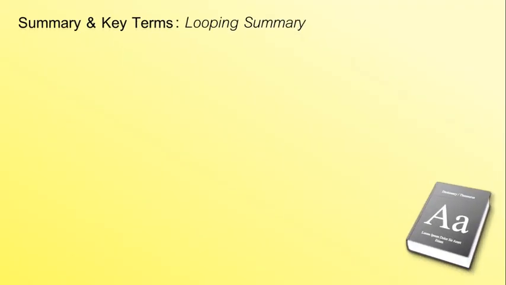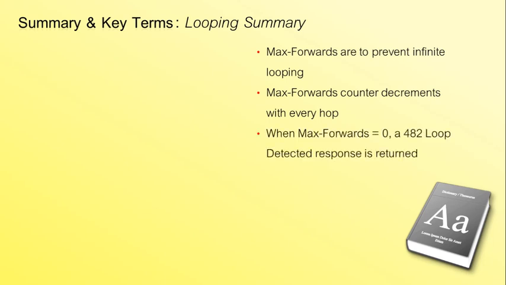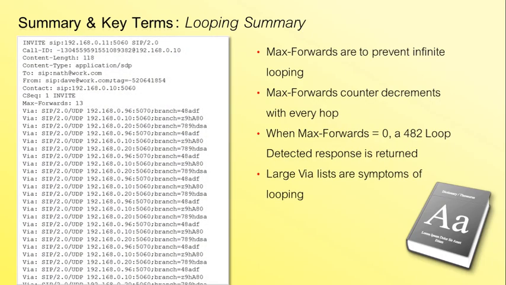So, max forwards. The max forwards header is to prevent infinite looping. The max forwards counter decrements over every hop. When it reaches 0, the server sends back a 482 loop detected response, which travels back over the same request path to the caller. Now, large Via lists in the log file are a symptom of looping. Finally, looping is usually caused by inconsistent or poorly planned registrations or DNS entries.